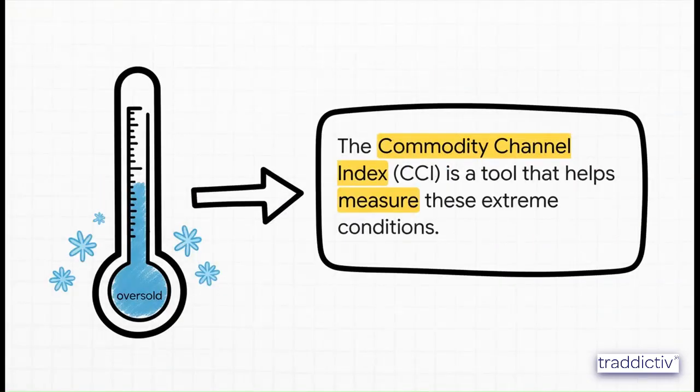So how do we actually measure this? Well, we use tools called technical indicators, and a classic one is the Commodity Channel Index, or CCI. You can think of it like a market thermometer. It's not measuring temperature, obviously, it's measuring momentum. When that CCI reading drops to an extreme low, it's basically signaling that the market is cold or oversold, and the selling has probably gone way too far.